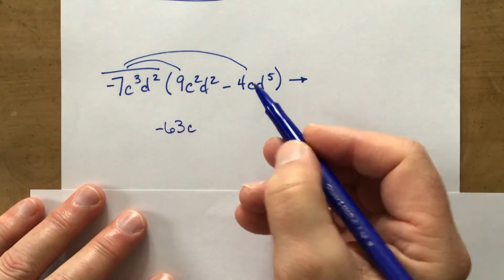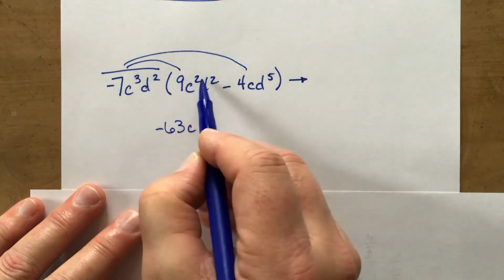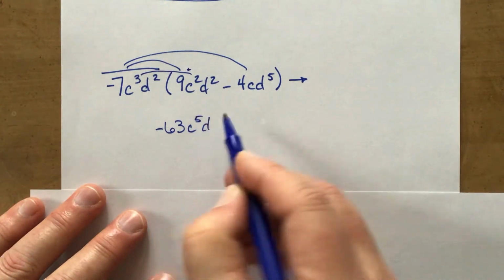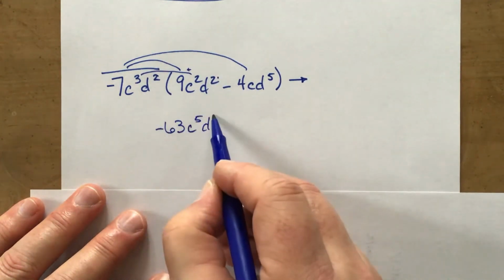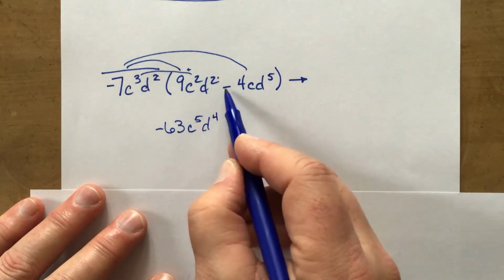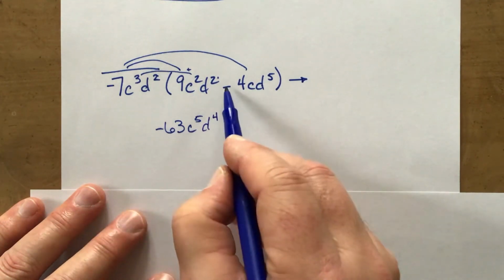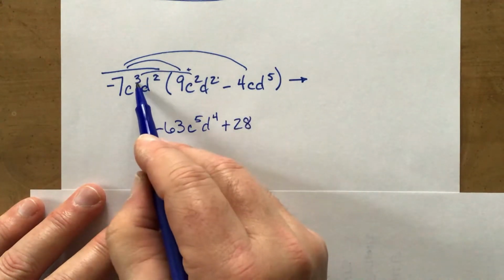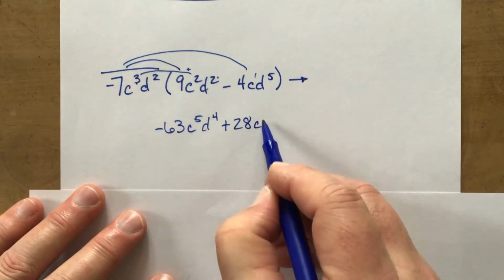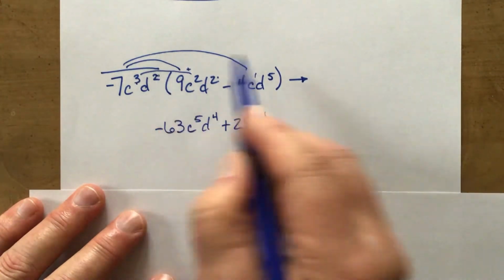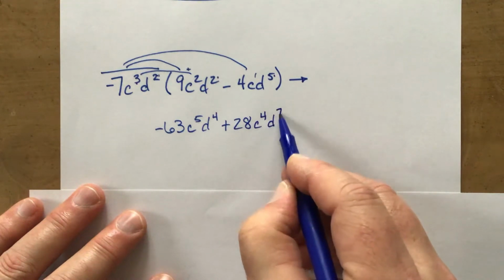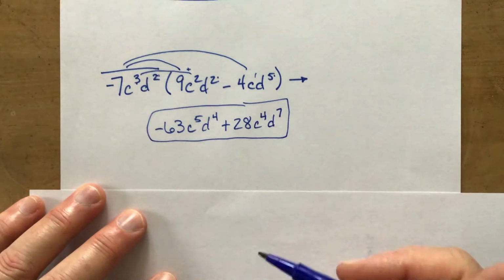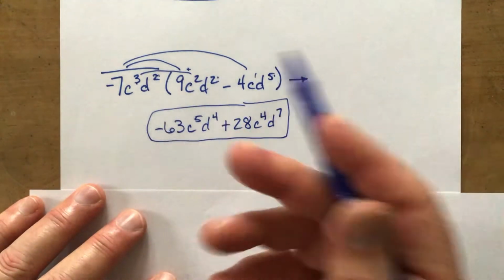And then we put our c down, and we add the exponents. 3 plus 2 is 5. Put our d down. 2 plus 2 is 4. Don't put this minus down yet, because remember, it's a negative 7 times a negative 4, which would be positive 28. 3 plus the 1 here is 4, so c to the 4th, and 2 plus the 5 is 7. So then there's our answer. Multiply the big numbers, add the little numbers all day long.